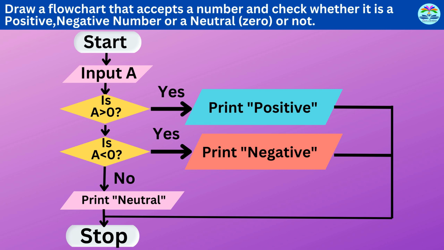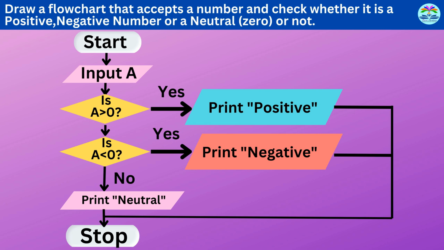So if the condition is fulfilled, if the condition is yes, true, then we use a parallelogram where we print positive, then it goes to the end point. The arrow goes to the end point.